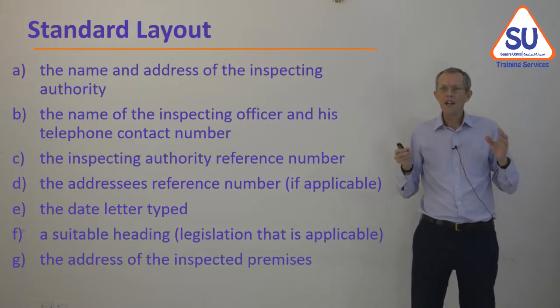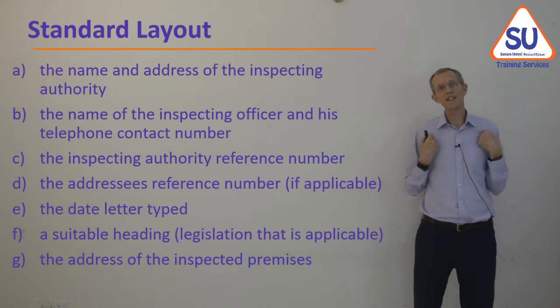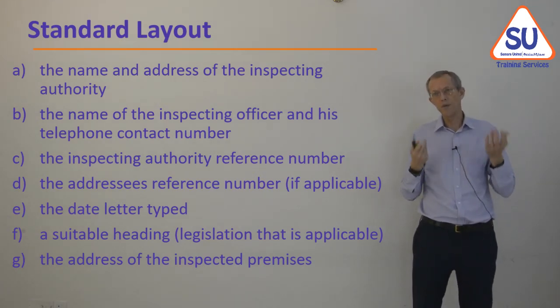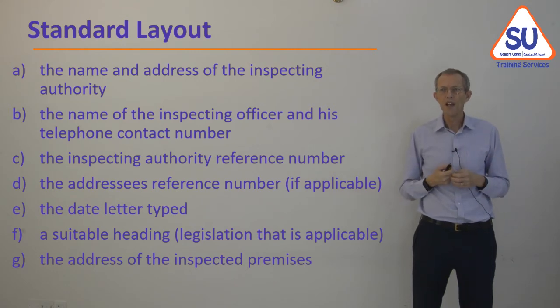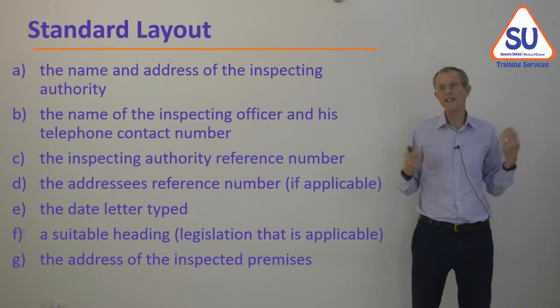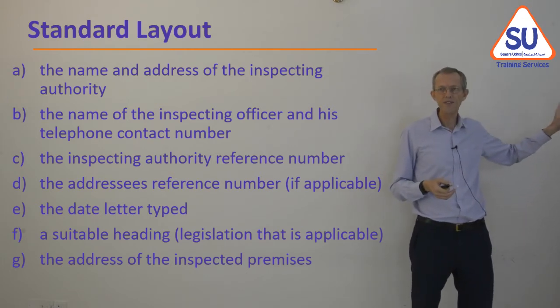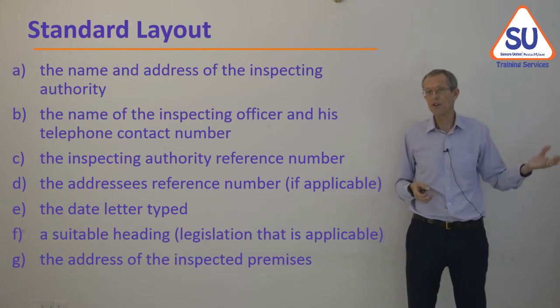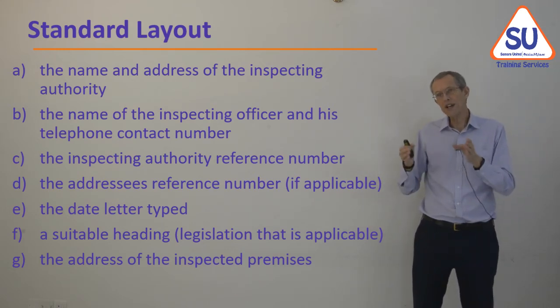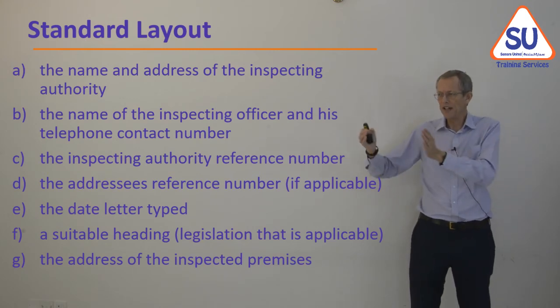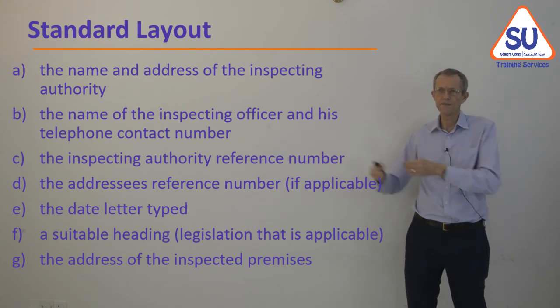Well, the letter needs to say who's the letter coming from. In my case, it would be coming from Jonathan Scopes. I work for Samara United. Who did the inspection? Well, let's say I did the inspection, so we'd say Jonathan did the inspection and give my contact details, like my phone number. And the inspection would have a date and a reference number.